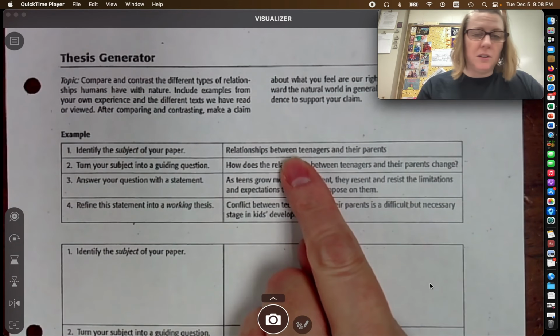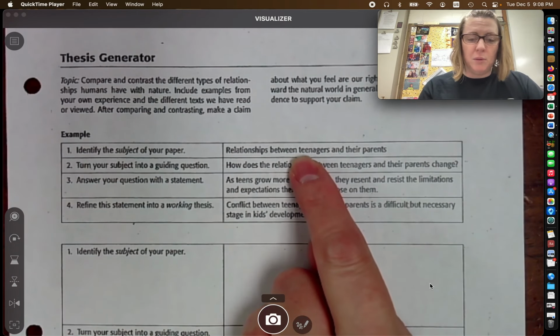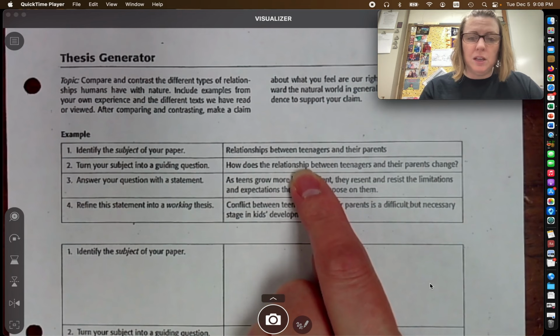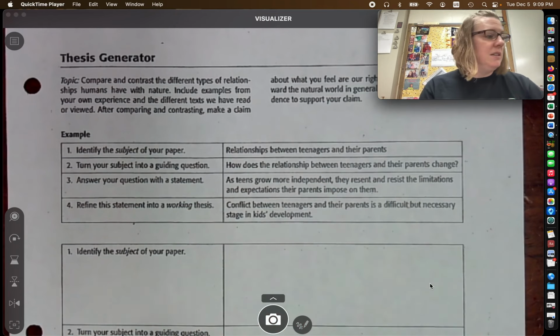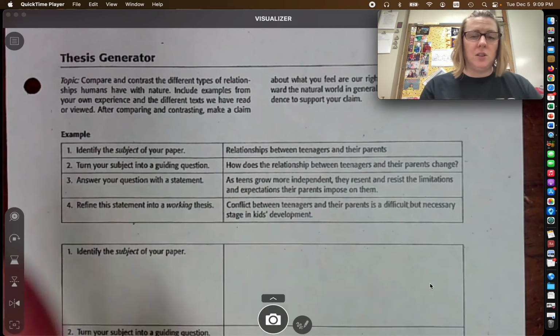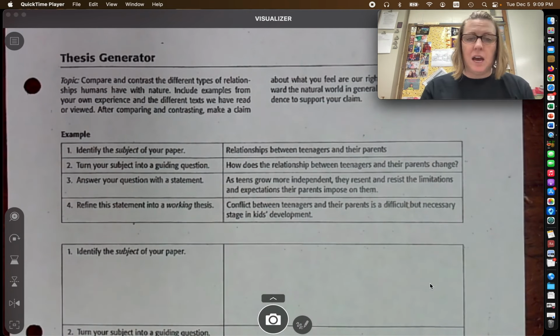So for this particular sample student, the subject matter of their paper is going to be about relationships between teenagers and their parents. And so they turn this into the guiding question, is what Jim Burke calls it, essential question, same thing. How does the relationship between teenagers and their parents change? Step 3, you just give your gut response to that question. So however you would answer that as straightforwardly as possible.